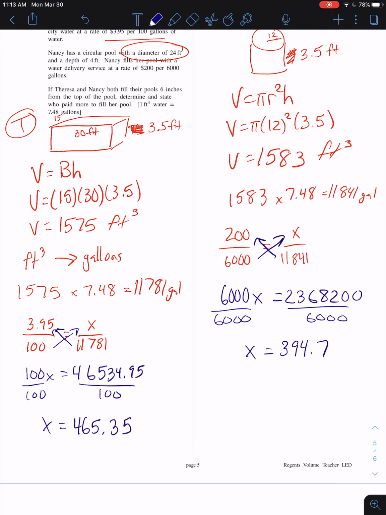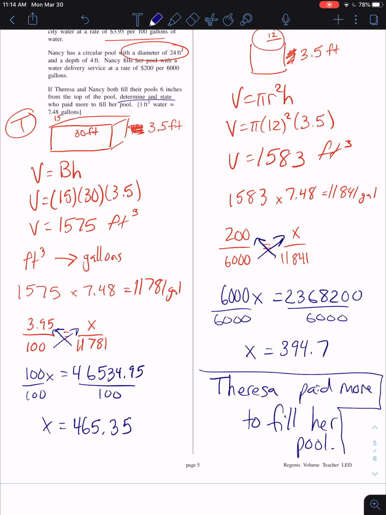Okay, determine and state. So we can't just determine it, we have to state who paid more to fill her pool. Okay, so Teresa paid more to fill her pool. Okay, if it asks you to state, make sure that you state.